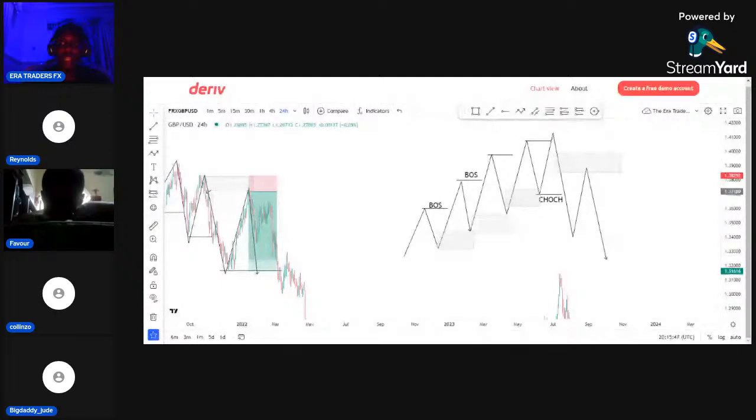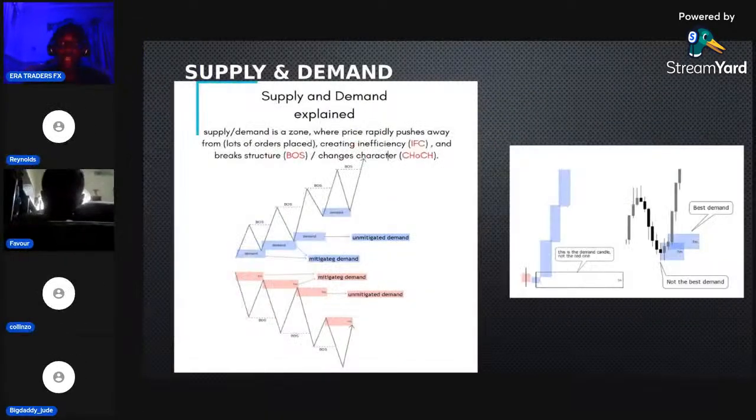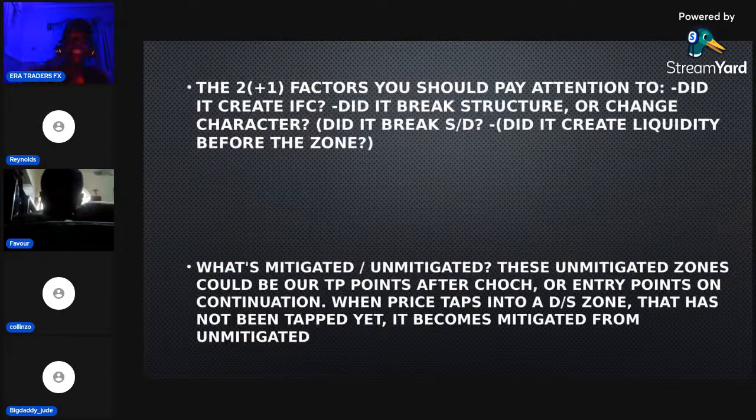Demand zone, supply zone. It can be any of the candles. It does not matter. But what I'm saying is, it should have an inefficiency. There should be a gap before that block, and it should break structure or change character. Then that is when the zone is valid.